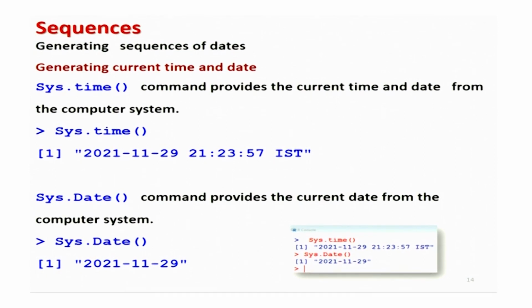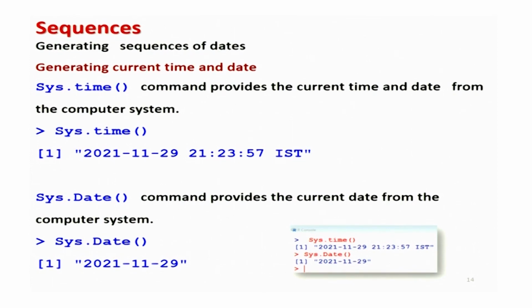Now, after this I would like to show you some more types of sequences, like sequences of dates. For example, you can create sequences with respect to days, months, years, etc. But before that, I want to show you that in R software it is possible to get the time and date, and then in the next lecture I will show you how you can generate the sequence related to dates in terms of year, month, etc.